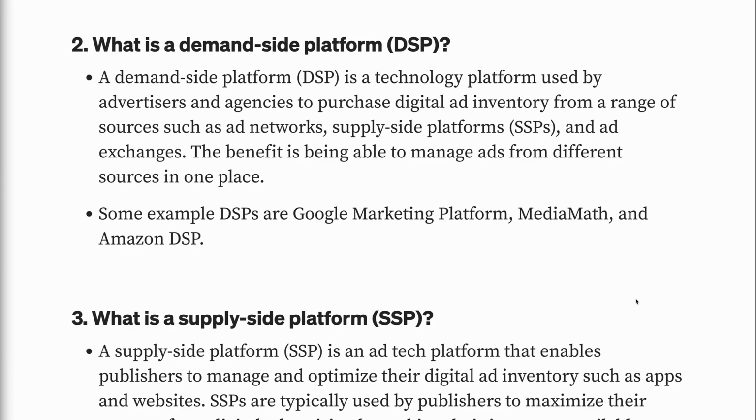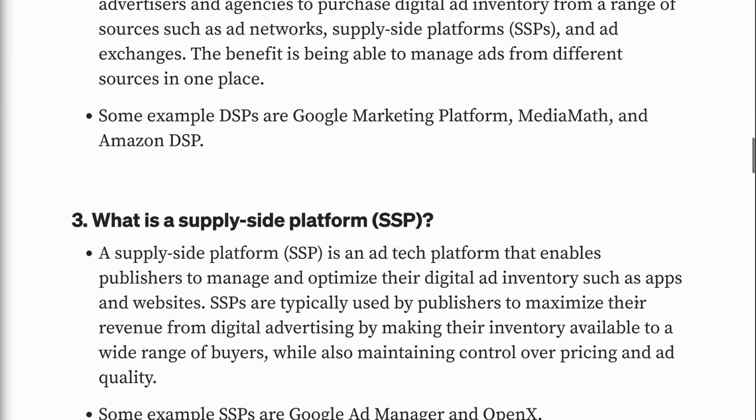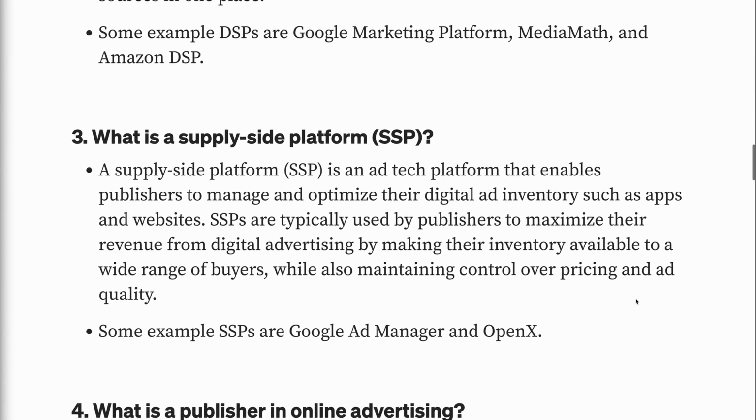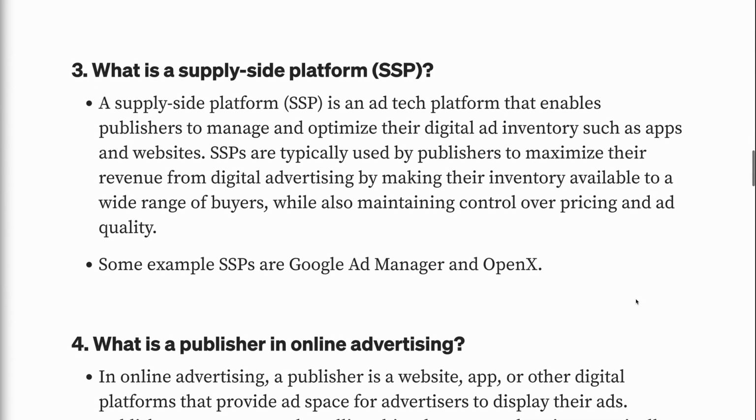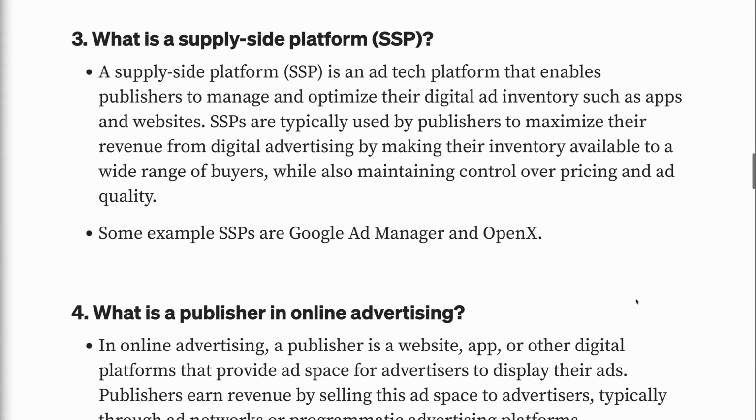3. What is a supply-side platform? A supply-side platform is an ad tech platform that enables publishers to manage and optimize their digital ad inventory such as apps and websites. SSPs are typically used by publishers to maximize their revenue from digital advertising by making their inventory available to a wide range of buyers, while also maintaining control over pricing and ad quality. Some example SSPs are Google Ad Manager and OpenX.